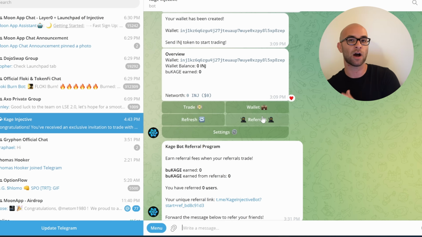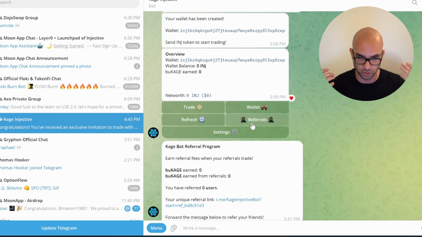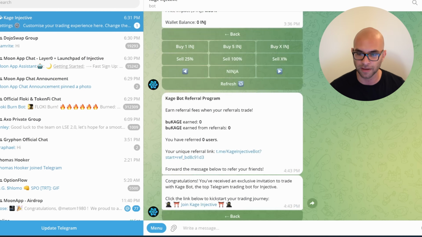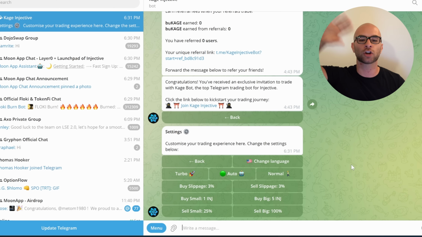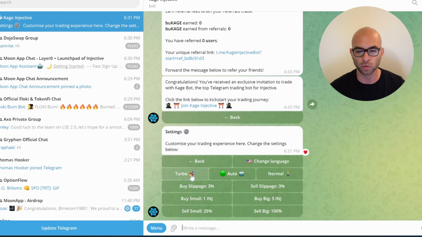If you want to have referrals, you can simply click this referral button and you're going to get a link that you can share with other people. Now, outside of that, guys, there are different settings you can have, and these settings allow you to have way faster trades and way more customized trades than the current DEXs out there. So you can go turbo, for example, in order for your gas fees to be a lot higher than average, so your transaction goes through quicker.